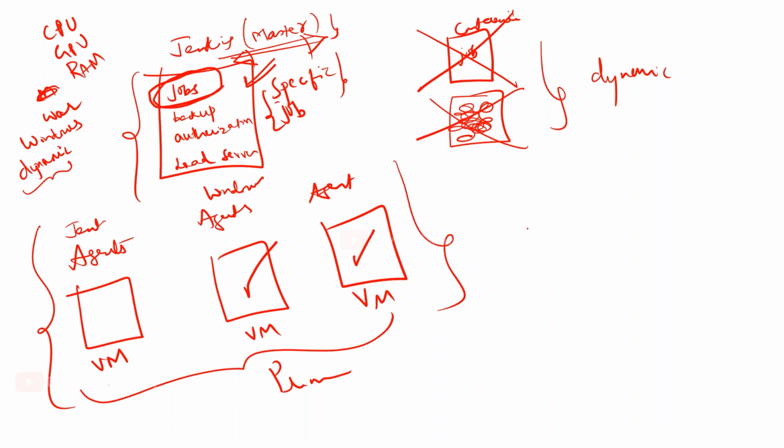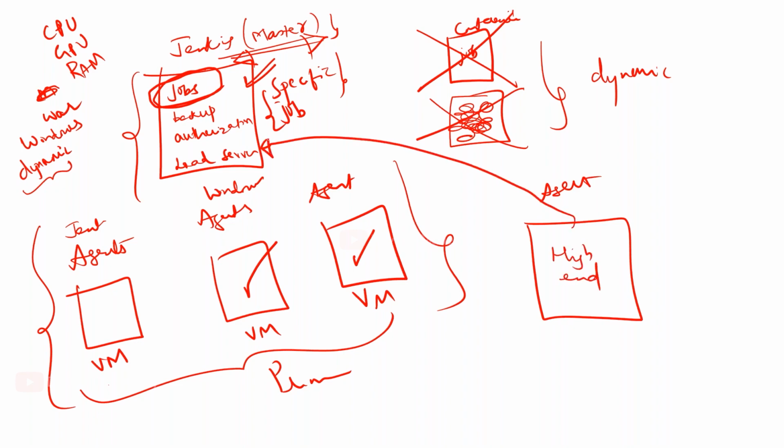In that case, I'll create a VM with a high-end configuration and connect it like an agent. Whenever I have jobs with these configurations, this master can delegate that job to such agents. When you are creating a job, you can tell which agent you want to run it on. If you want to run it on Linux agents, then any of the Linux agents can take that job. Or if you want to run it on only one, you give the particular node name.